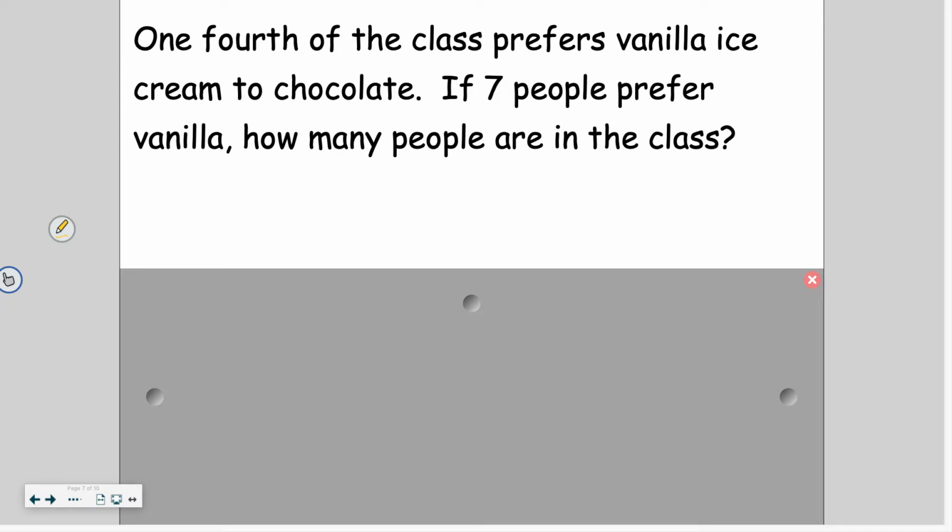Another word problem, we've got 1/4 of a class prefers vanilla ice cream to chocolate. If 7 people prefer vanilla, how many people are in the class? So if we read this carefully, it says 1/4 of the class. If we're talking about fractions, that means we're talking about division. So we're taking our class and we're cutting it into 4 pieces, one of the 4 of them, which is going to be 7. So x, the class, divided into 4 pieces, and those pieces are each going to be in groups of 7. Go ahead and finish solving this problem on your own.